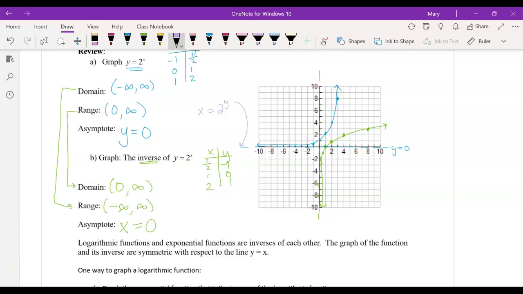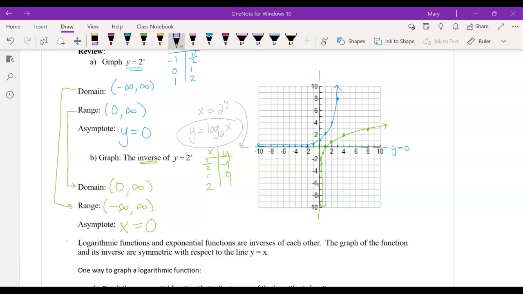So right now we need to get out of exponential form. Because y is the exponent, we're going to write this as a logarithm. The base of the problem is 2, and inside of the logarithm with the base of 2, you should see x. We just graphed our first logarithm.